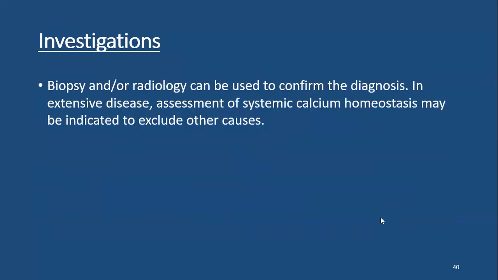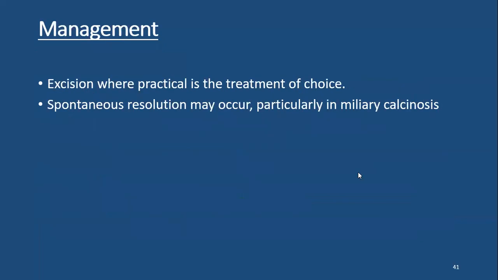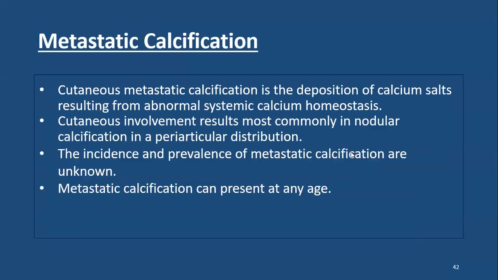Biopsy and radiology are both used to confirm the diagnosis. And in extensive disease, serum calcium and phosphate levels and other biochemical profiles are also done to exclude the systemic causes. Excision is the treatment of choice wherever applicable. Spontaneous resolution may occur in miliary calcinosis. Then we have come to metastatic calcification.